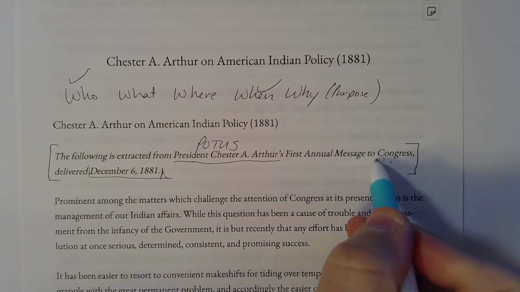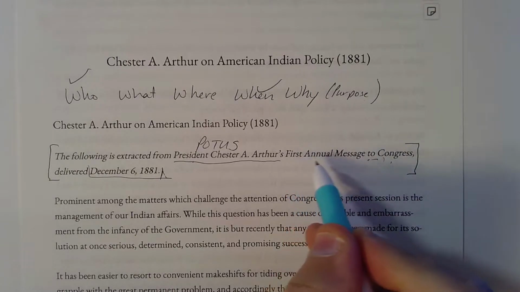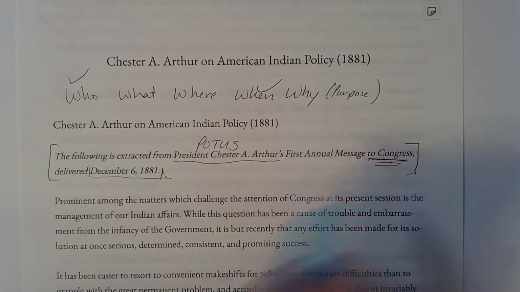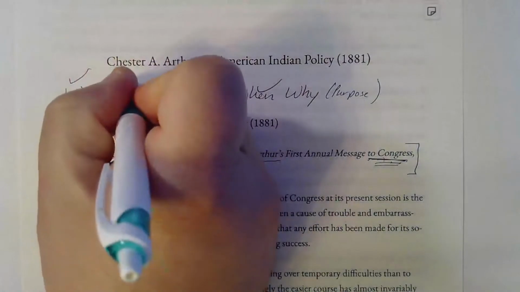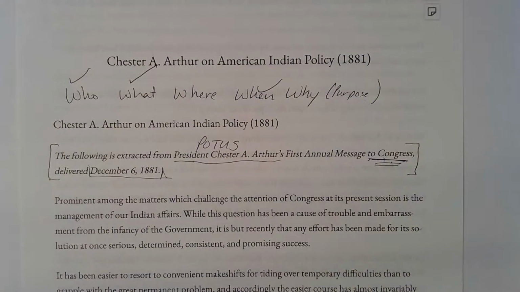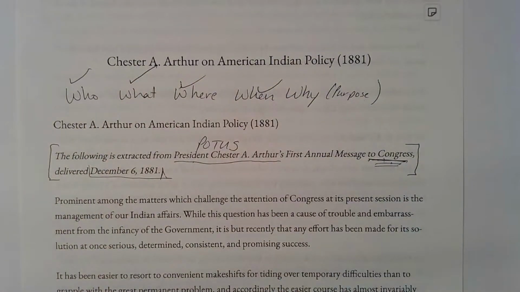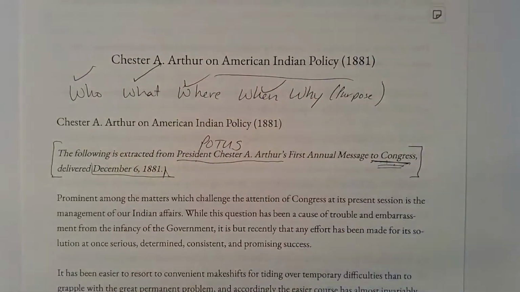Well, he's giving a speech. Okay, we know that from this thing called First Annual Message. More on that in a second. He is addressing Congress, the United States Congress. So we know what he's up to. He's giving a speech to Congress, and that kind of takes care of the where. And what's its purpose? He is going to explain American Indian policy. We know that from the title because that's what our editors have given us. All right.